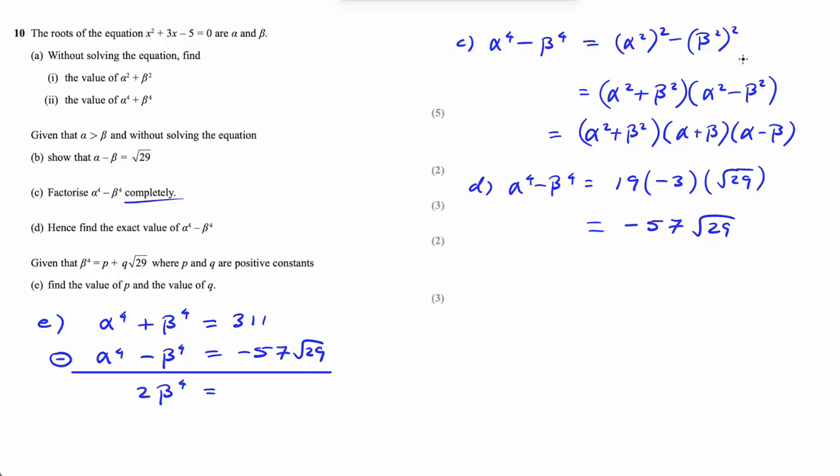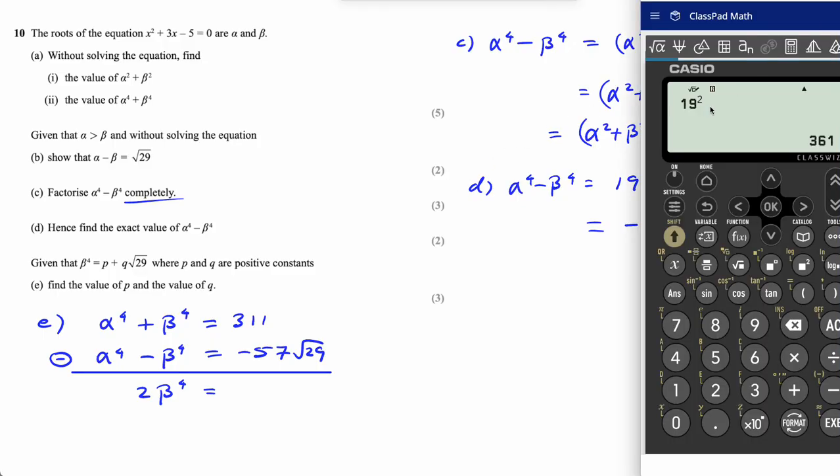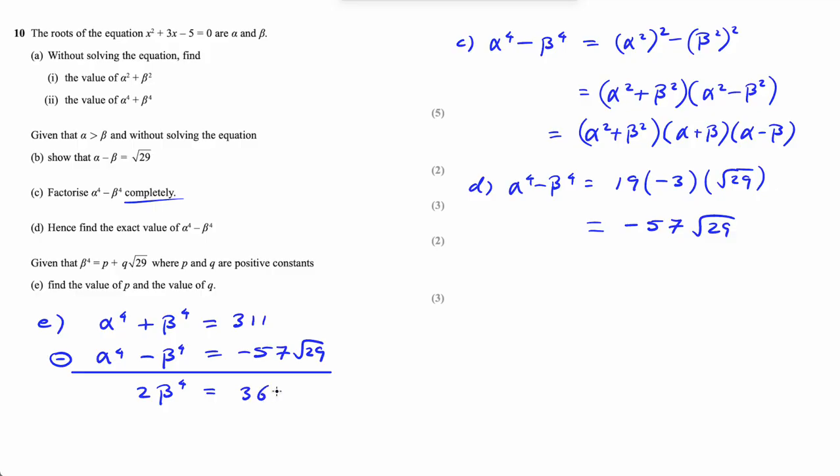now this one, guys, I am going to use my calculator. 311, it'll be plus 57 root 19, so 368. So that is 368, 368 root 29.